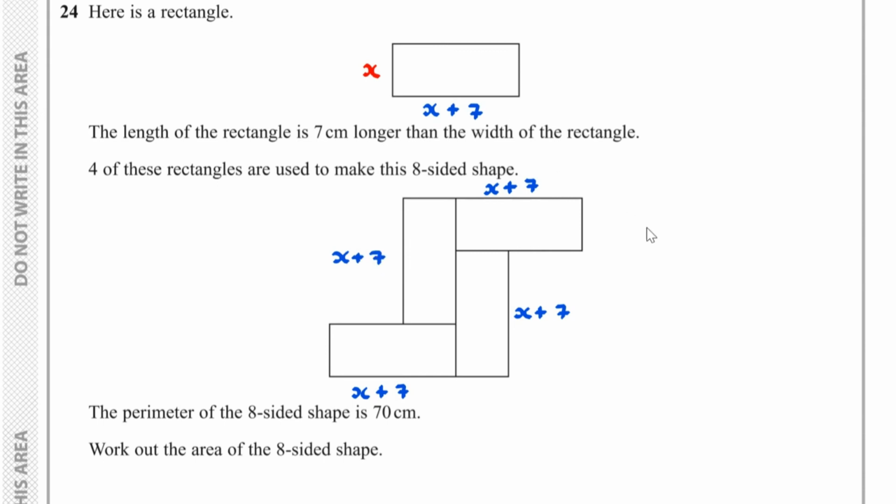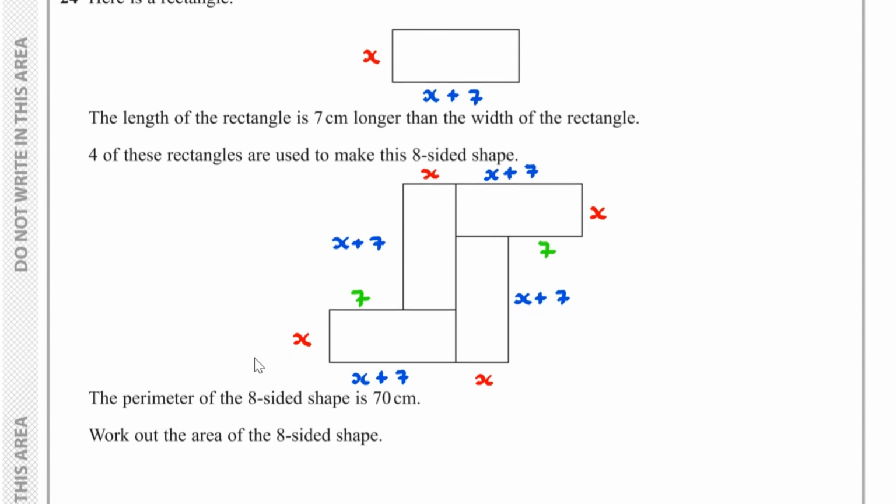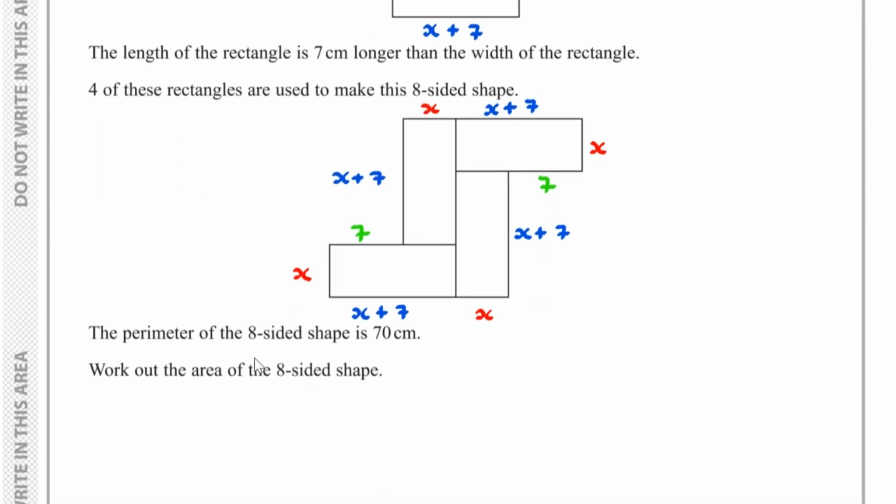Then I've got x here, x here, x here, and x here. But then this missing length, we have a total of x plus 7, and then I subtract this bit, which is x. So this here is 7, and this here is 7. So now we need to work out the perimeter.